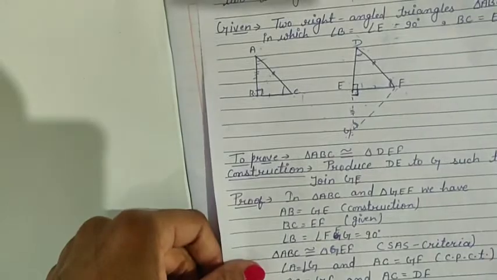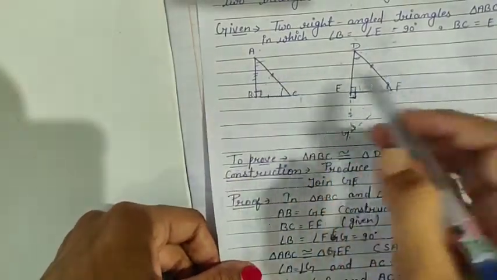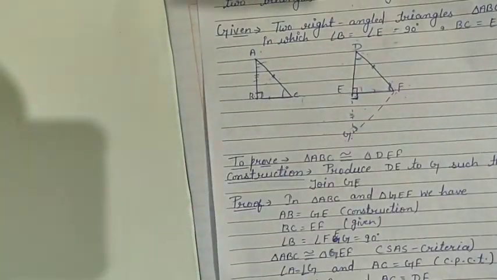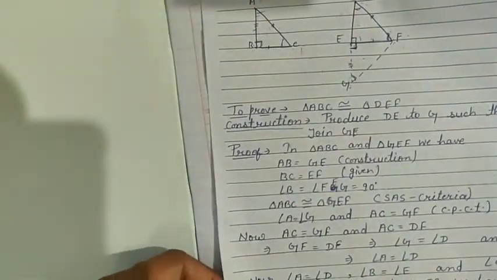So by SAS criteria, these two triangles are congruent. So triangle ABC is congruent to triangle DEF.